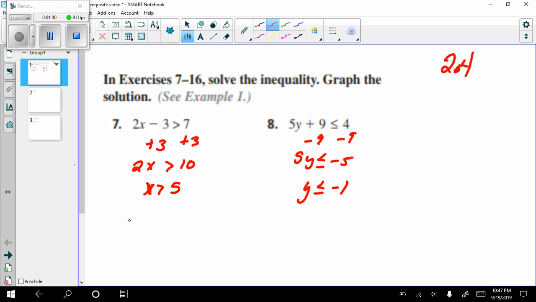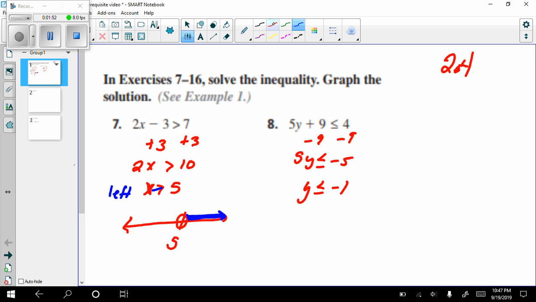All right, I'm going to graph both of these. This is a 5. This is an open circle here at the 5. Is the variable on the left? Yes, it is. So if it is, we can make an arrow out of that inequality symbol. That tells me to graph everything to the right.